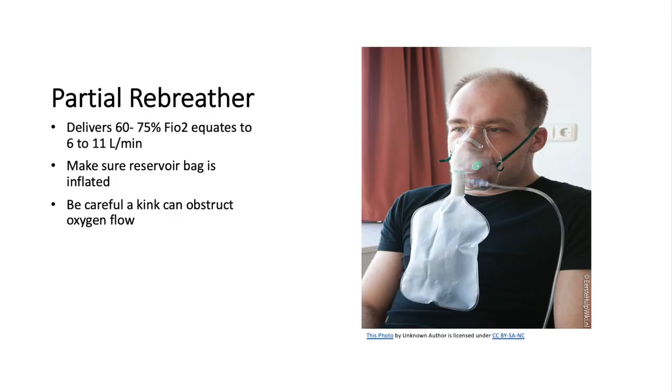Moving on to partial rebreather. This delivers 6 to 11 liters per minute, which is equivalent to 60 to 75% FiO2. This mask is used when people have very low levels of blood oxygen, as this delivers oxygen quickly to your blood.